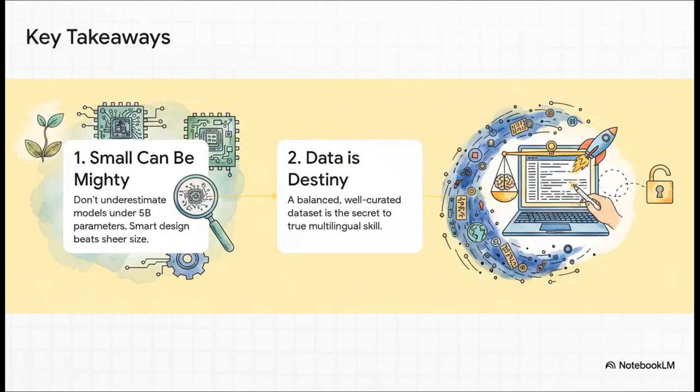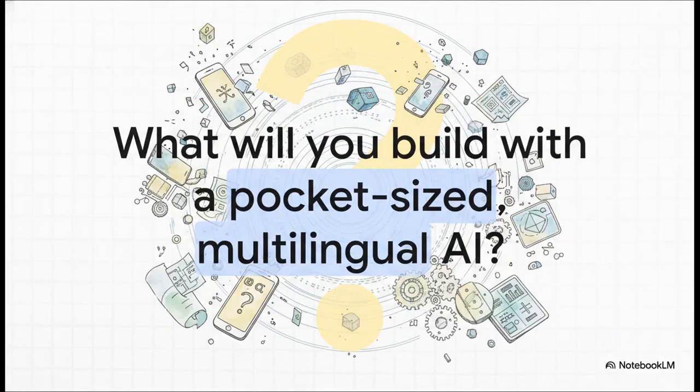So, after diving deep into all this, what are the big lessons here? Well, first, that small can absolutely be mighty. Smart design really can beat brute force size. Second, data is destiny. That balanced tokenizer, the curated datasets, that's the real secret sauce here. And third, and maybe most importantly, you can and should try this yourself. The fact that it's open weight and lives in a single notebook just lowers the barrier to entry almost to zero.